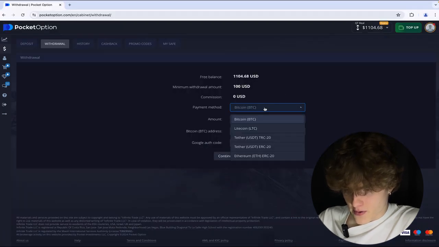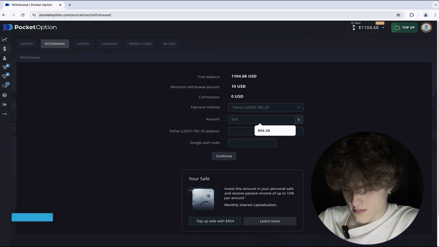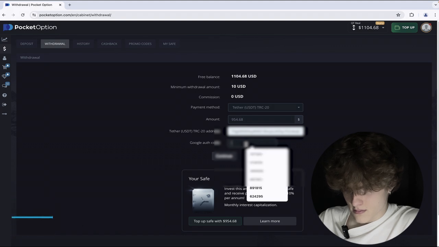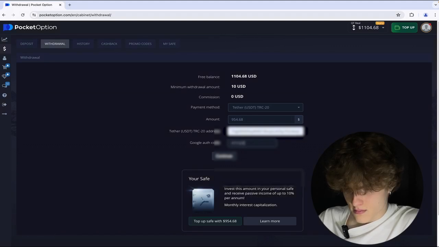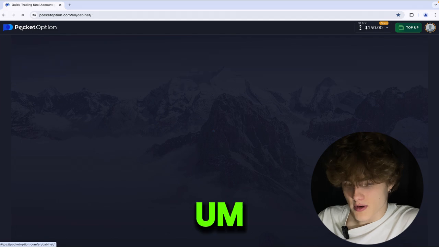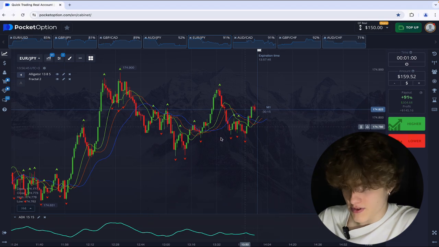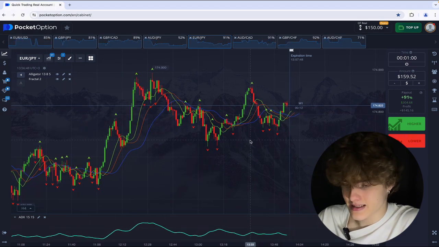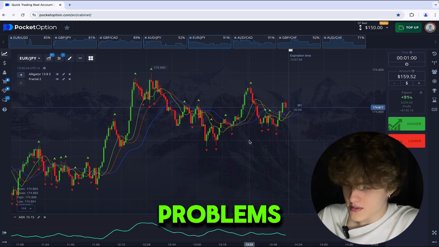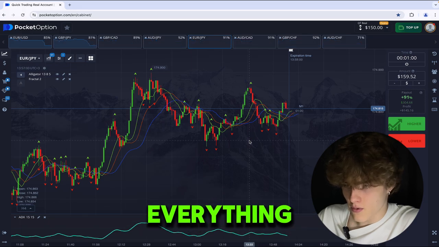The sum of today's profit will be $954. Withdrawal operation is successfully executed. This trading for today turned out with the use of this bunch of indicators. So as you can see, trading on these indicators is not complicated, guys. As you have seen, most of my trades closed in plus without any problems. It's enough to analyze and understand the movement of the markets, and everything will be fine.